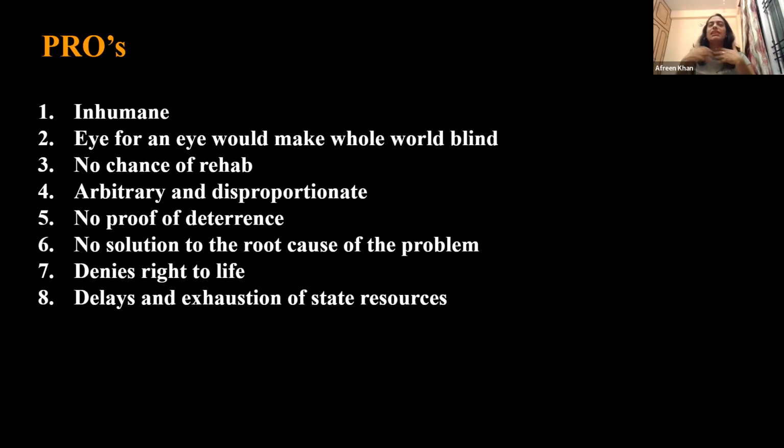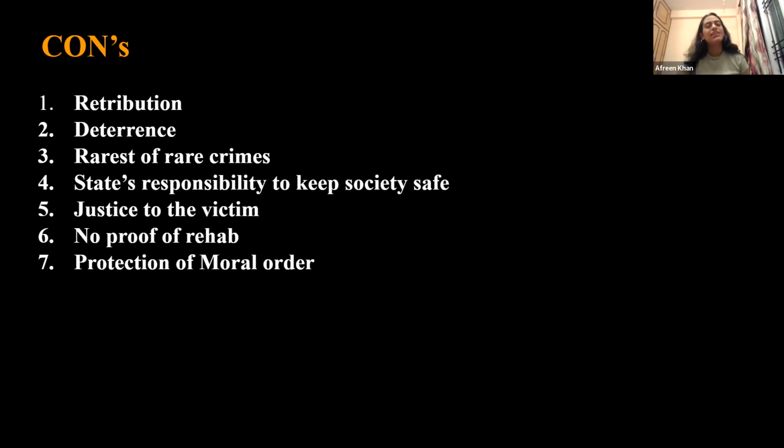Whenever there is a death penalty in question, the court takes more years to decide whether we should give them the death penalty or not, as opposed to when it does not actually have death penalty in question, because death penalty is a huge thing. And therefore, when these things happen and the cases delay, the state resources actually get exhausted. Con can talk about retribution, that we need to create that amount of deterrence.